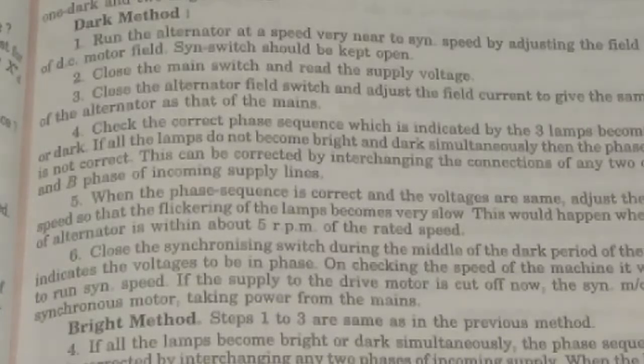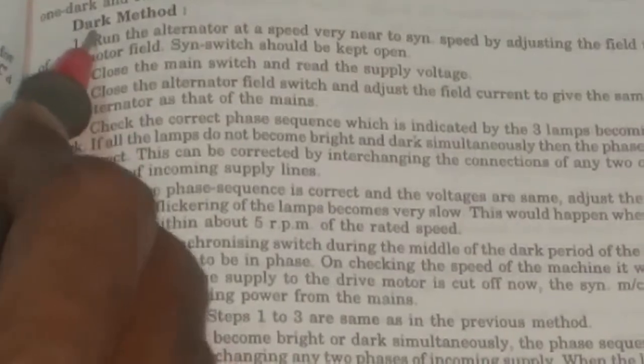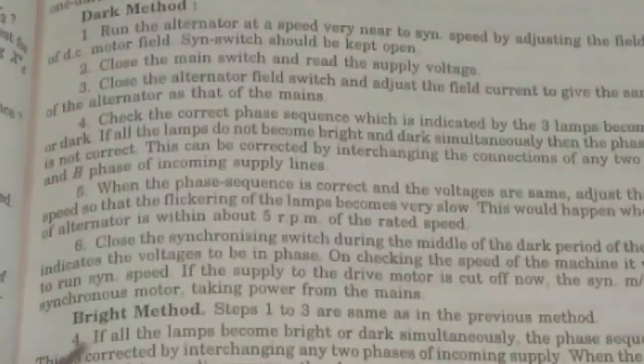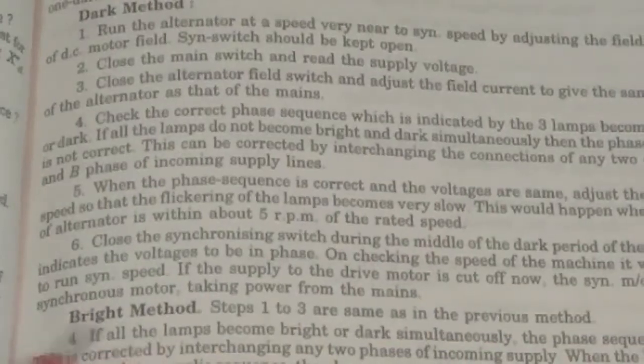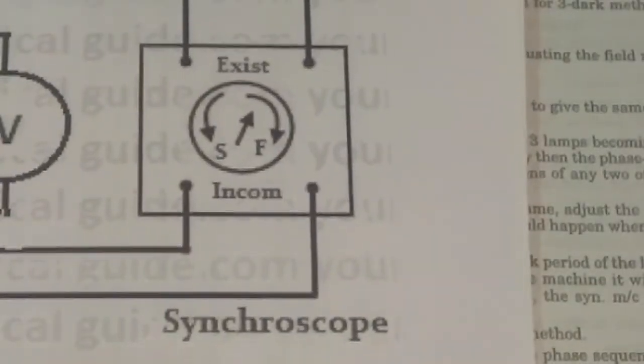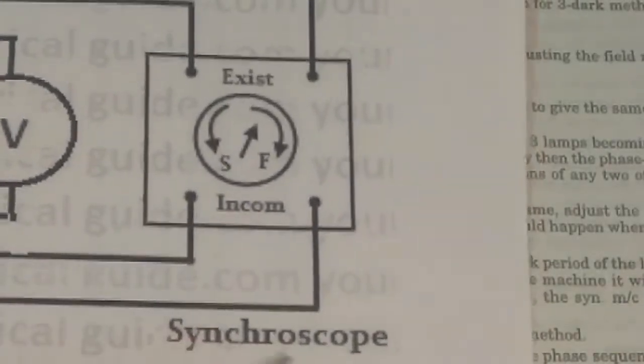Synchronization of alternator can be done by three different methods. Number 1 is dark lamp method. Number 2 is the bright lamp method. And number 3 is the synchronoscope method.